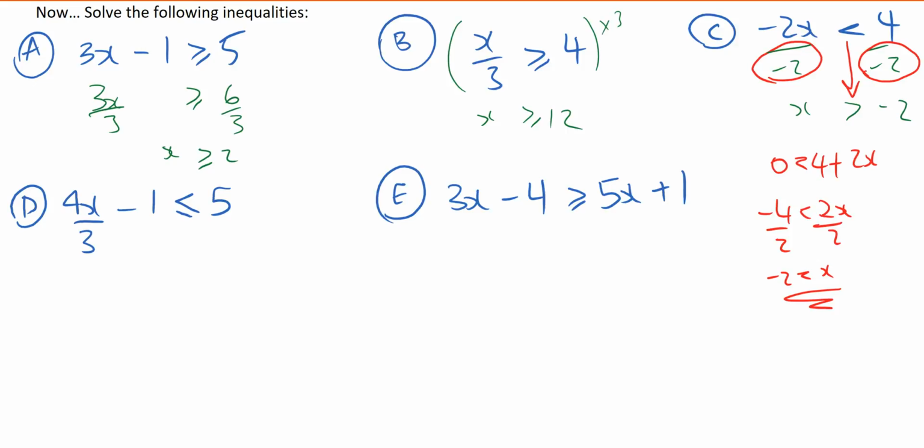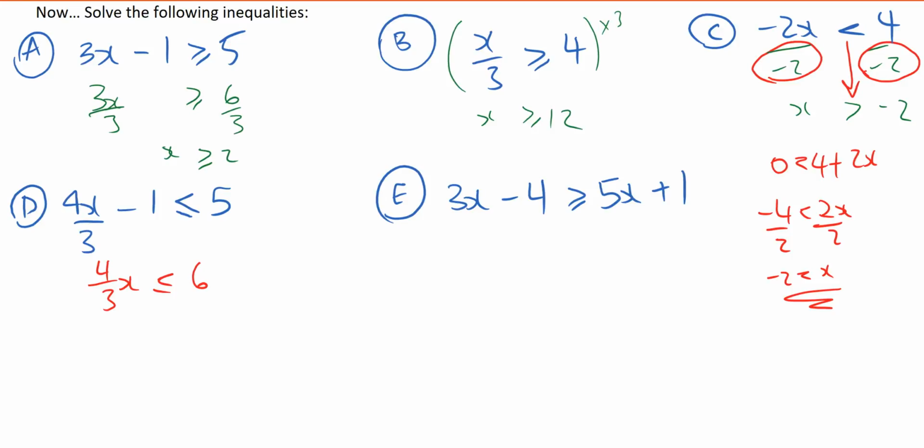So, D. We'll carry on. D, what am I going to do there? Step 1. Add 1 to both sides. 4/3 of x less than or equal to 6. Now what am I going to do?